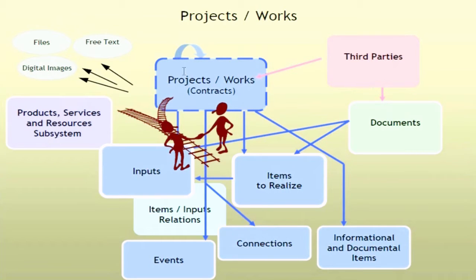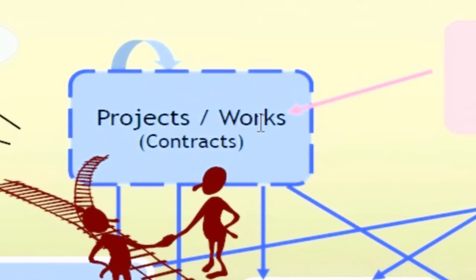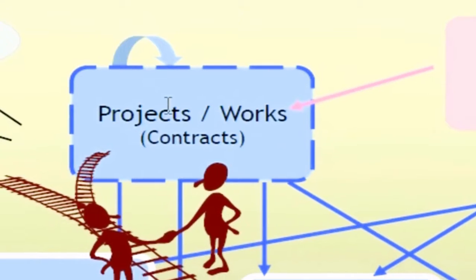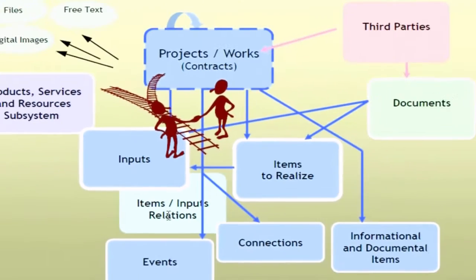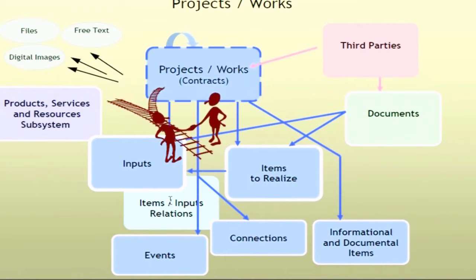We can, therefore, map any project work by using the architecture synthesized in here. Please note that the project work is a contract that has items to be realized and inputs associated to it. We can establish technical relations and coefficients among the items to be realized and inputs. Then there are still events, connections, and informational and documental items to complete the information on the project work.